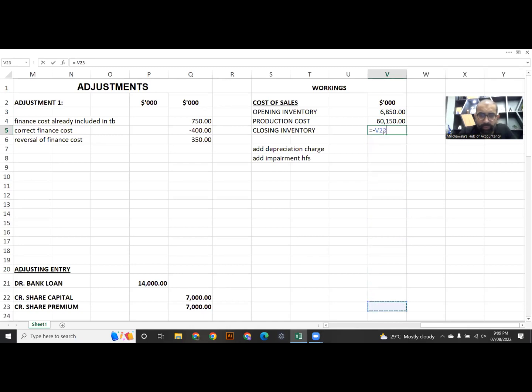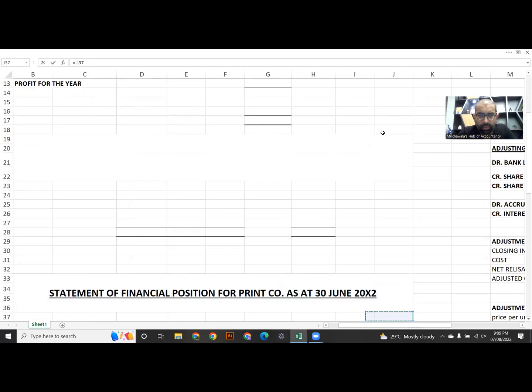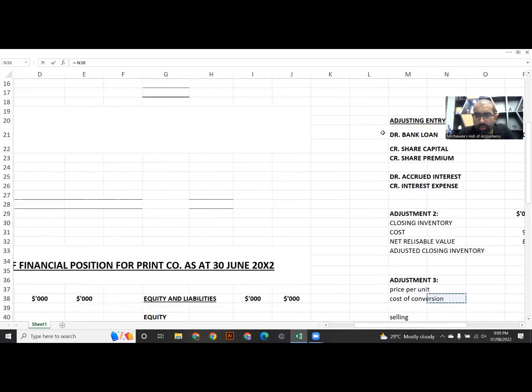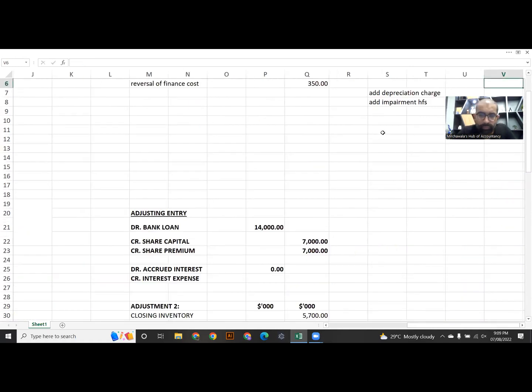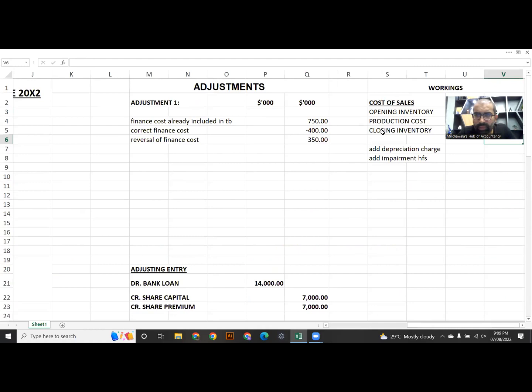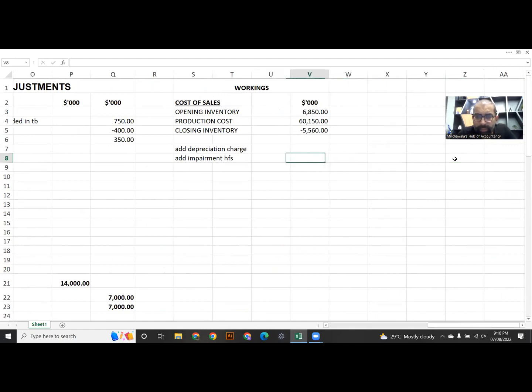Wait, let me take you to the closing stock. This is the closing stock, 5560. Remember this closing stock. Now, next thing is depreciation charge was 2070. Remember, and we have to add depreciation.